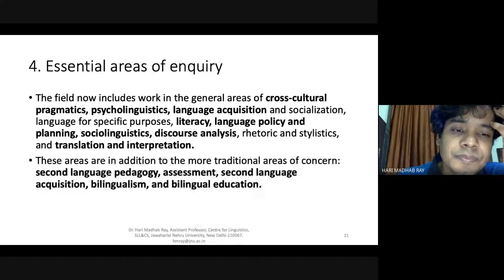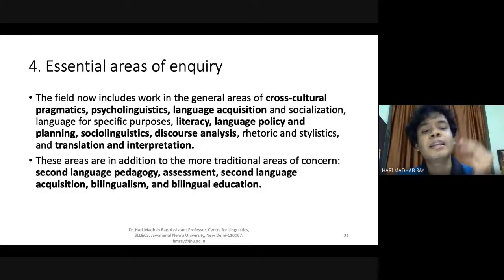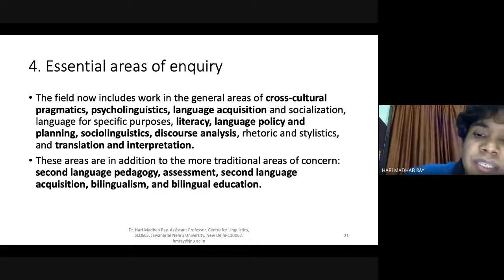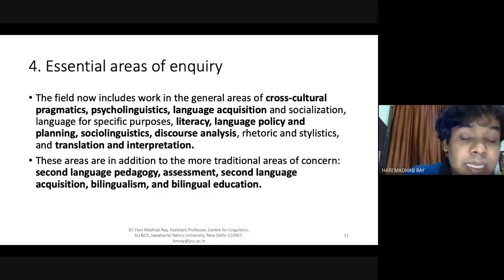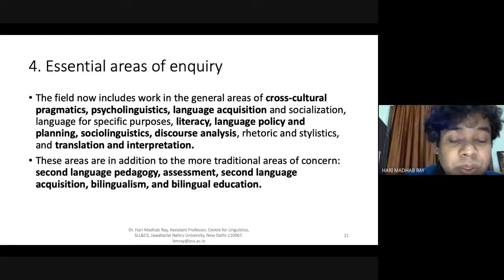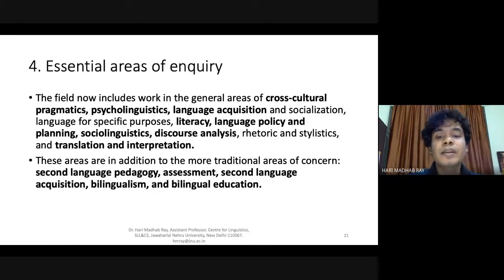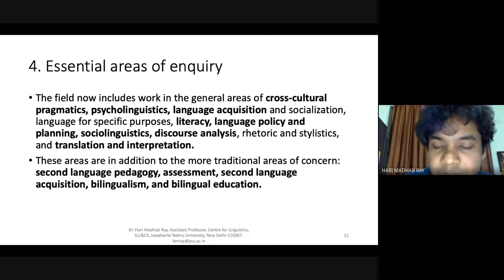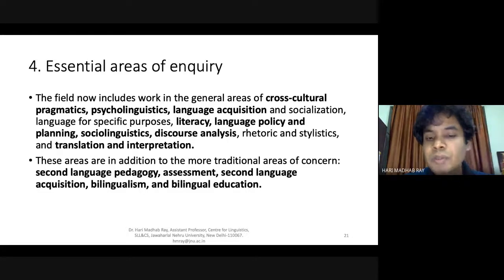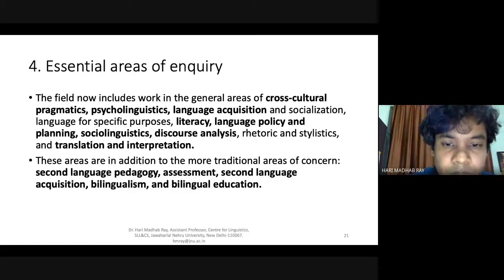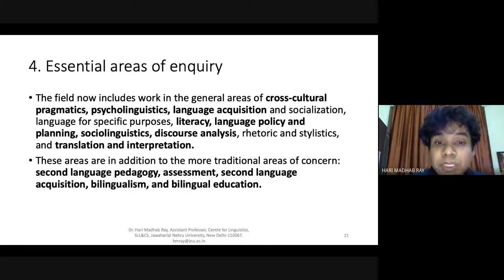And these areas are in addition to the more traditional areas concerned: second language pedagogy, mainly second language teaching, language assessment, second language acquisition. There is a module, I think, a unit on language assessment. We'll talk about language assessment also in detail, how to assess a particular course or particular subject.